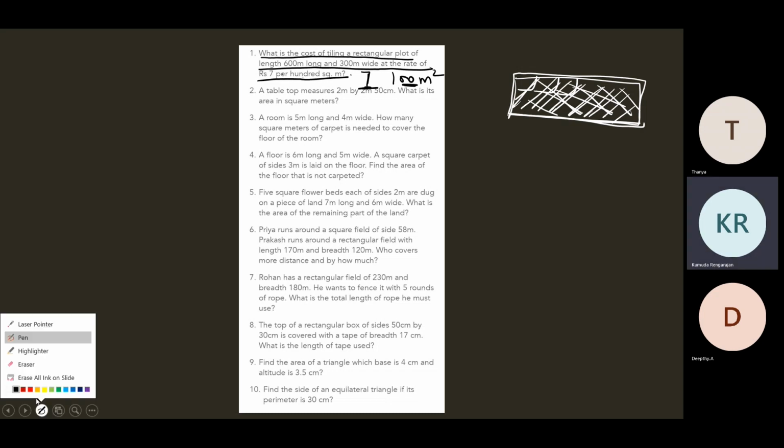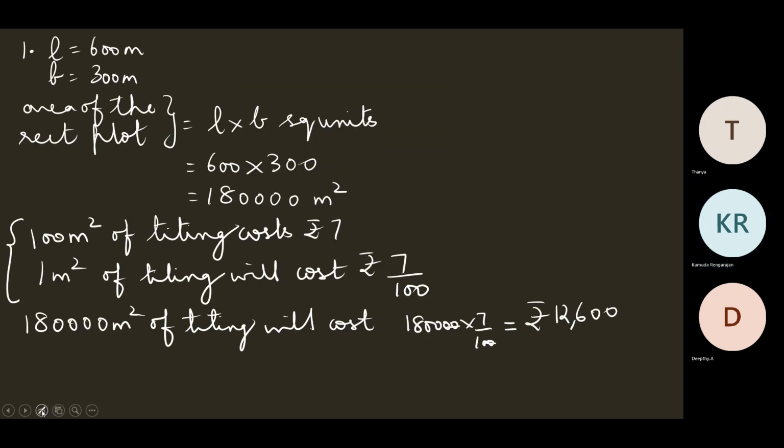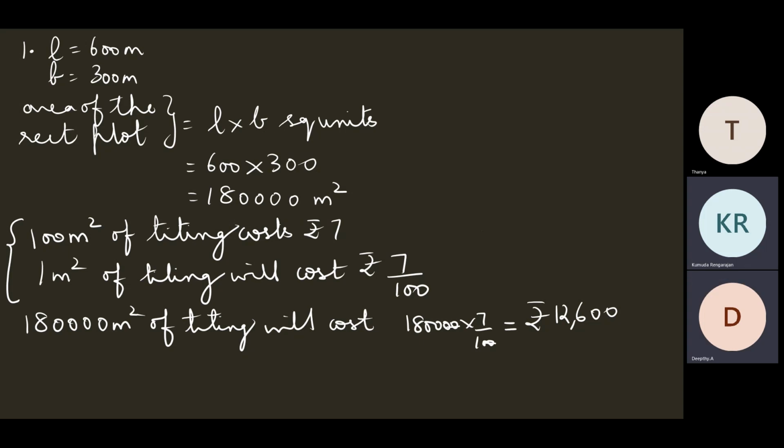So first thing you should know is that you have to find the area for the situation and not the perimeter. If you can understand that, good. You have to first find the area. After finding the area, since the rate is given for 100 meter square, 100 meter square costs 7 rupees. So you should find for 1 meter square. 1 meter square of tiling will cost how much? 7 by 100. Now find for 1,80,000 meter square.